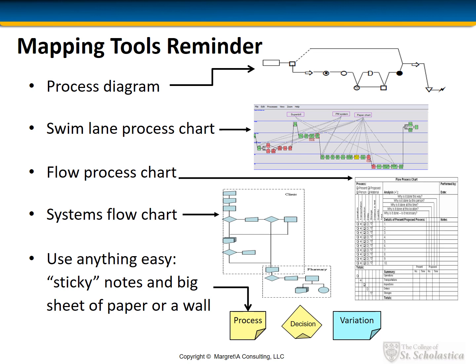Systems flow chart is the most common tool used in process mapping today and can be as simple even as using sticky notes or as complex as desired. It is the best tool for illustrating decision points.